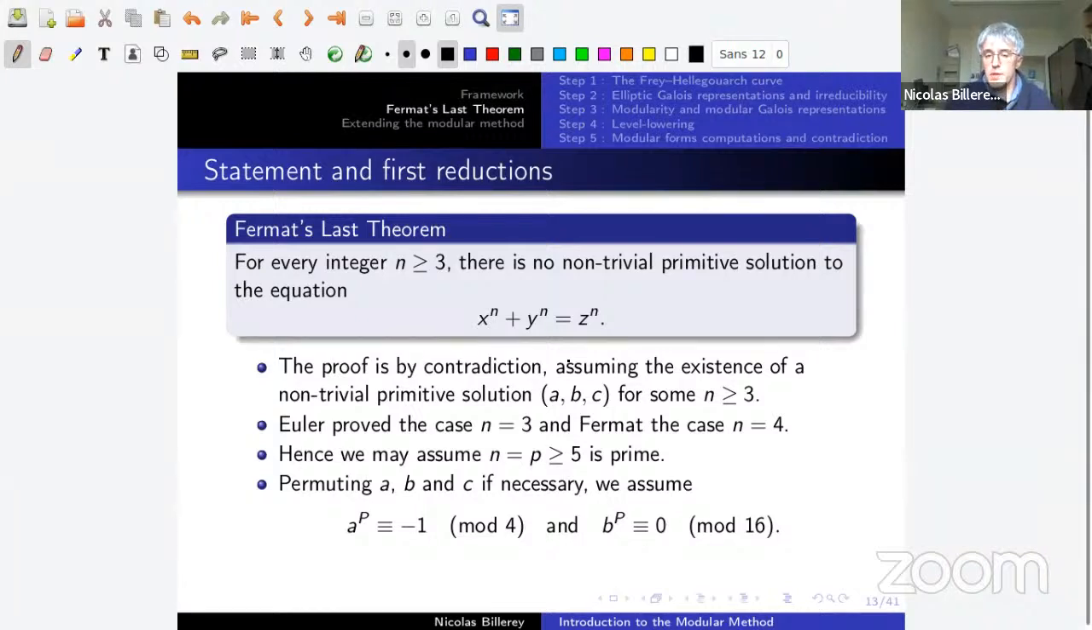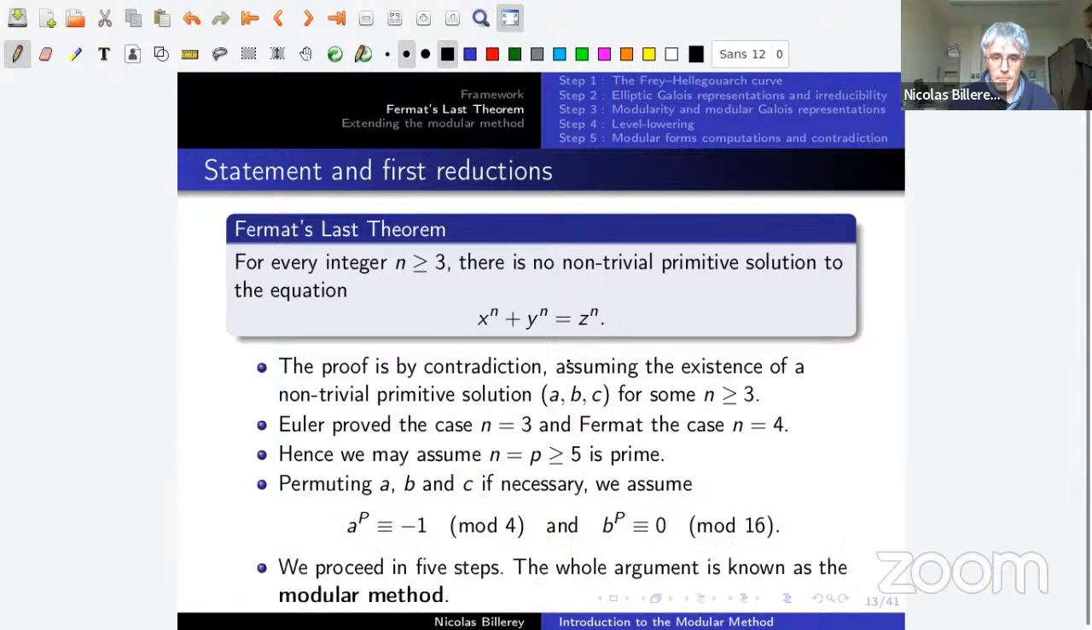You can assume that a to the p is congruent to minus 1 mod 4. And you can also assume that b is even. And since p is greater than or equal to 5, in particular, you get that b to the p has to be divisible by 16, right? That's only by the shape of the equation. So you can rename the variables if you want, and we can assume this without loss of generality, right? And now we proceed in five steps. The whole argument that I will describe is what we now call the modular method, because it involves modular forms, as we will see.